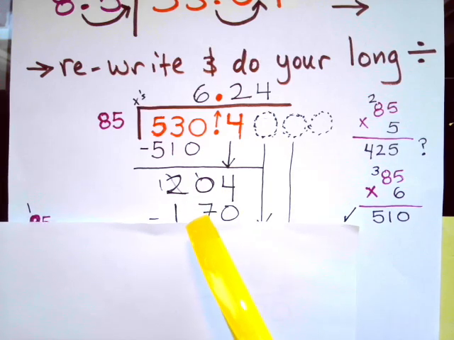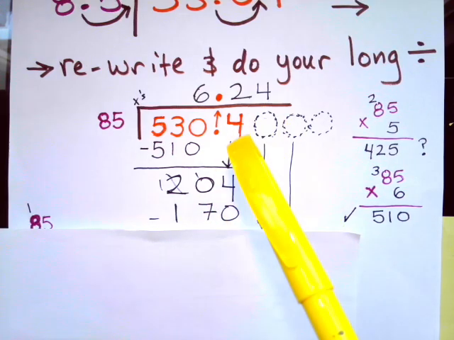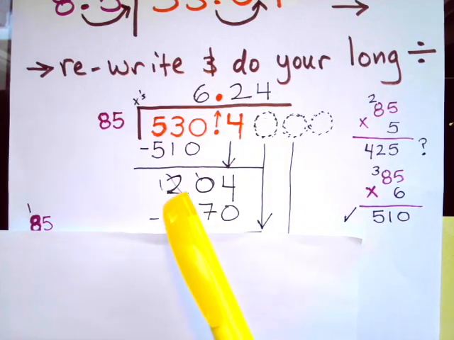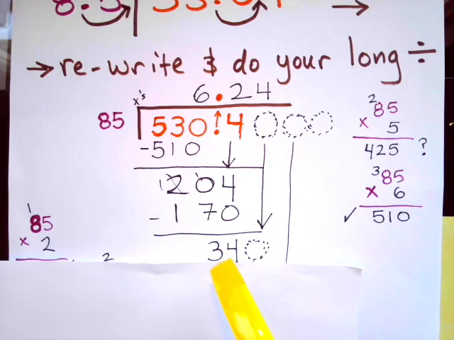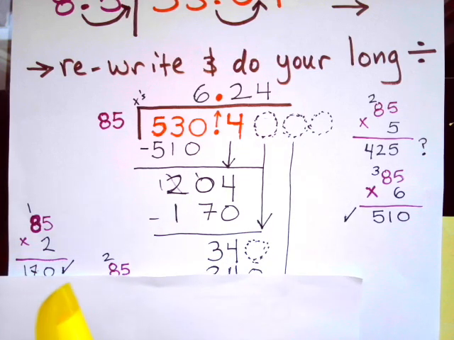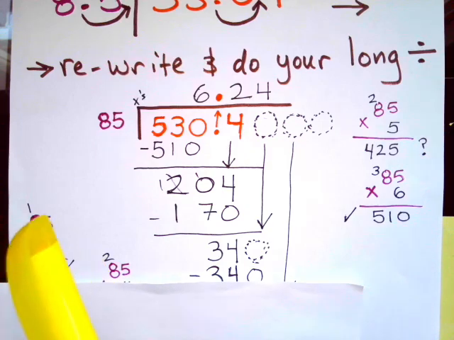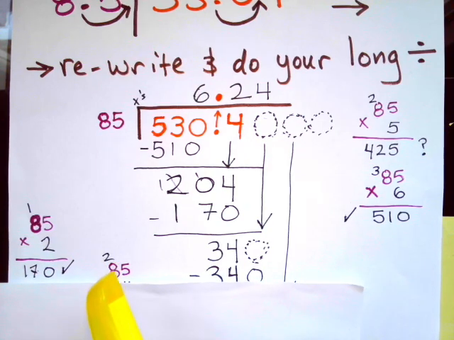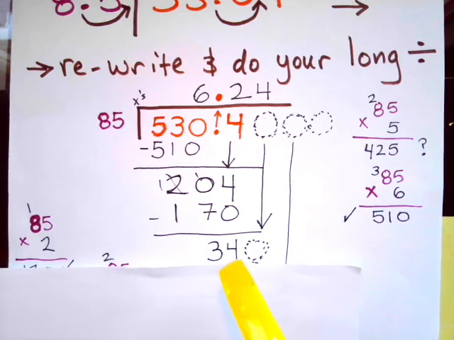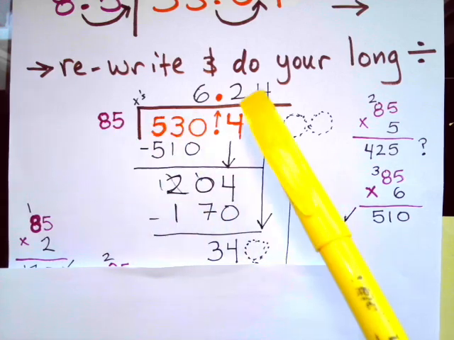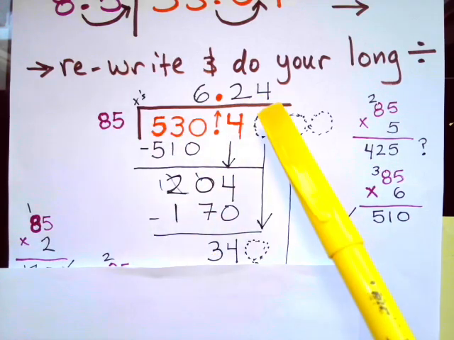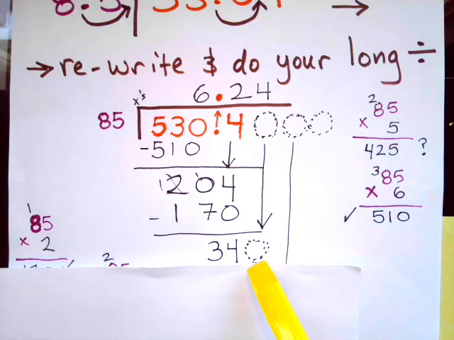So I'm going to subtract 170, put the 2 right above the 4, my last term. And I'm going to subtract 170 from 204. That gets me 34, right? And again, you can see my guess and check here. 85 times 2 is 170. That checks off. So when I subtract 170 from 204, that leaves me 34. And I know there's no number times 85 that will give me 34. So I bring down that 0.